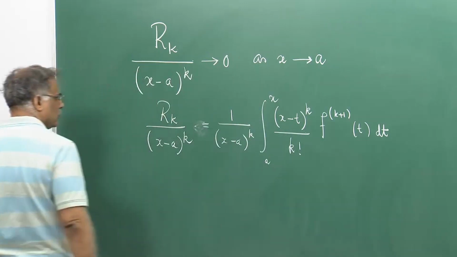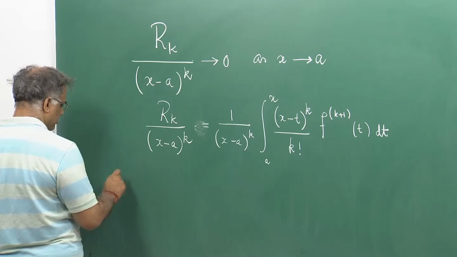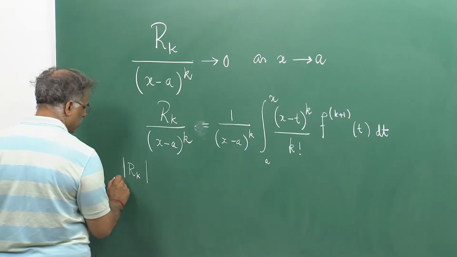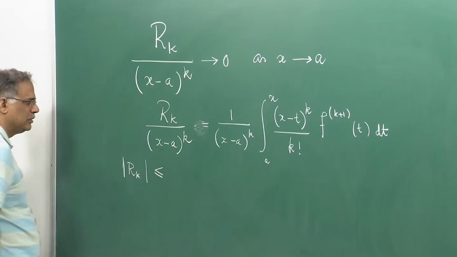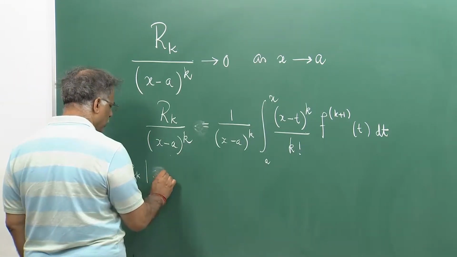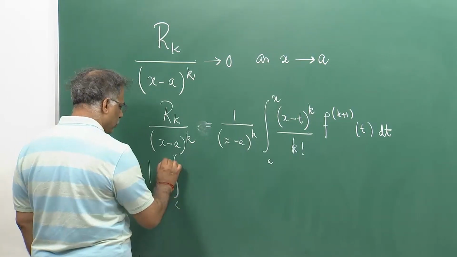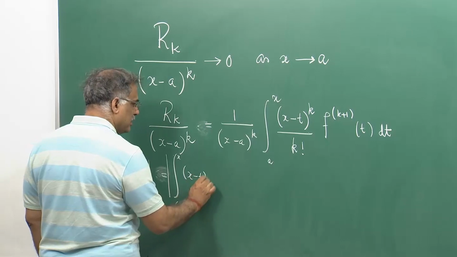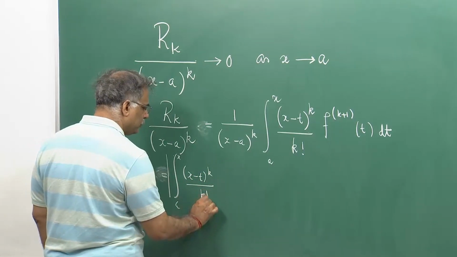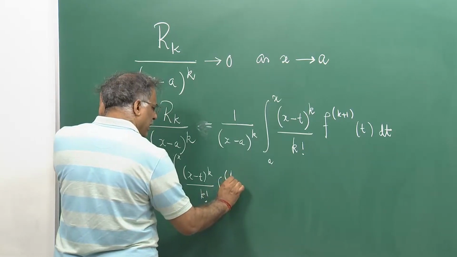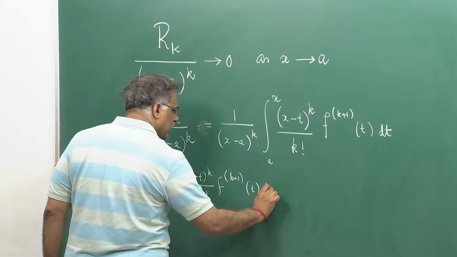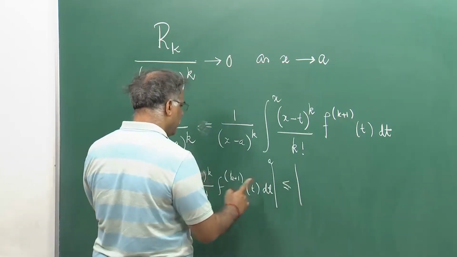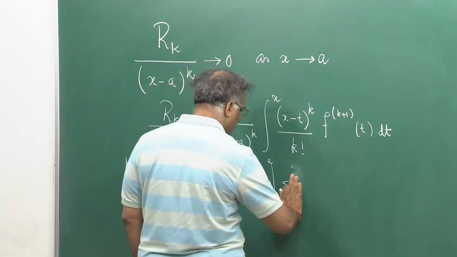So, what do you do? Basically, you look at the modulus of R_k, x is bigger than a here of course, and this is equal to the modulus of the integral from a to x of (x minus t)^k by k factorial times f^(k+1)(t) dt, and this is less than or equal to, as you know, the modulus of the integral is less than or equal to the integral of the modulus of the function.